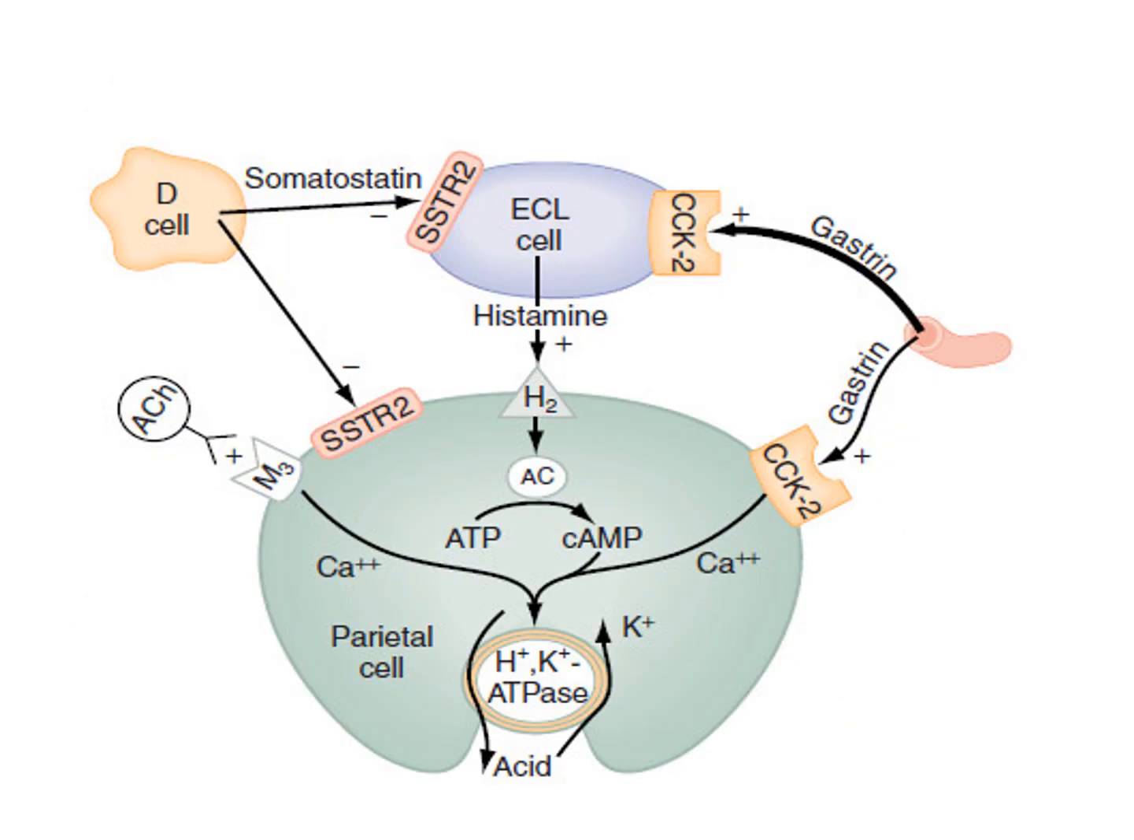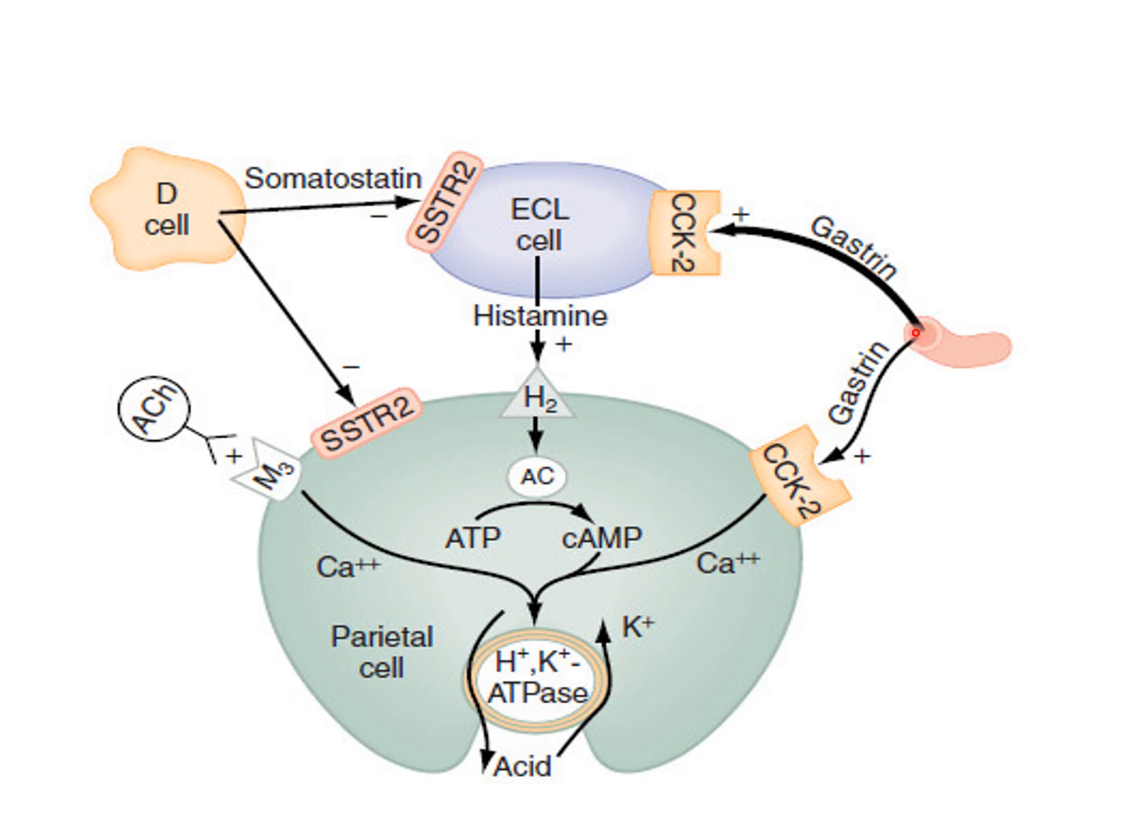Again, you can see here a large parietal cell, and the final step, H plus K plus ATPase. Here there is an ECL cell, enterochromaffin-like cell. A D cell is there which releases somatostatin, gastrin by G cells, and acetylcholine. So the gastrin and the somatostatin have an action on the ECL cell also. They have a direct action on parietal cells, and an additional action on ECL cells, which will release the histamine.